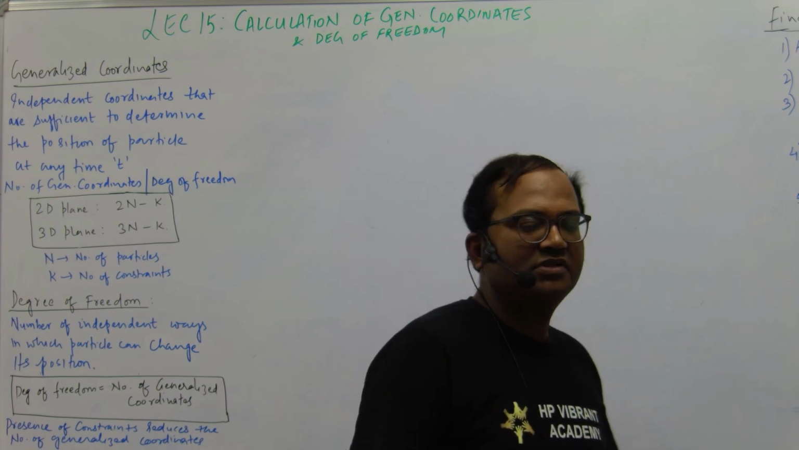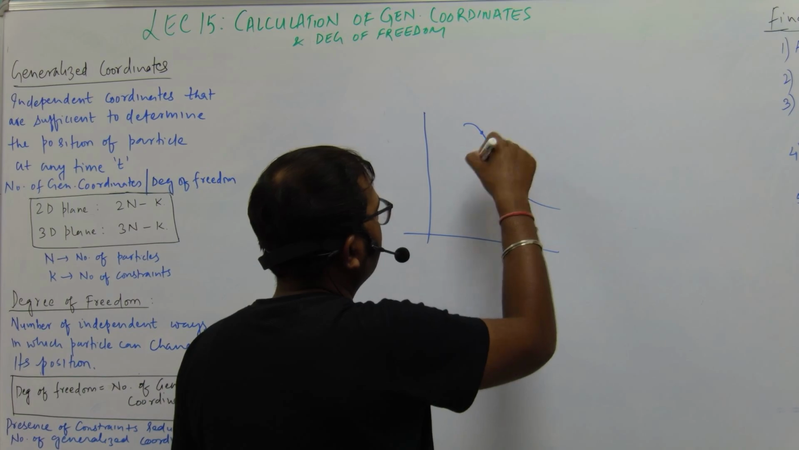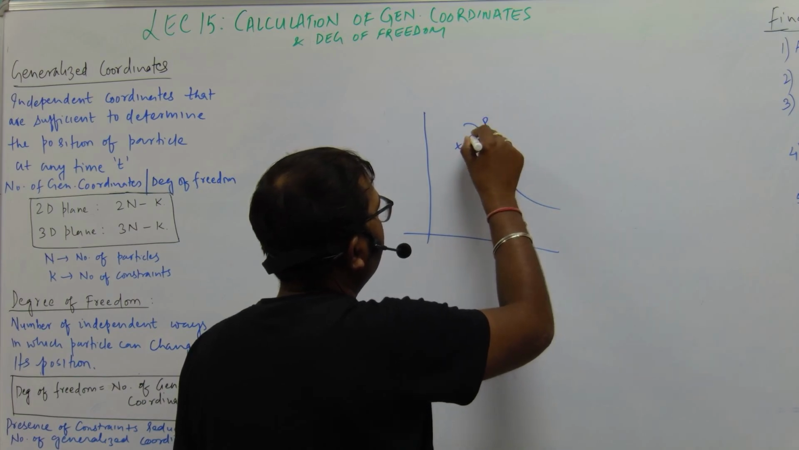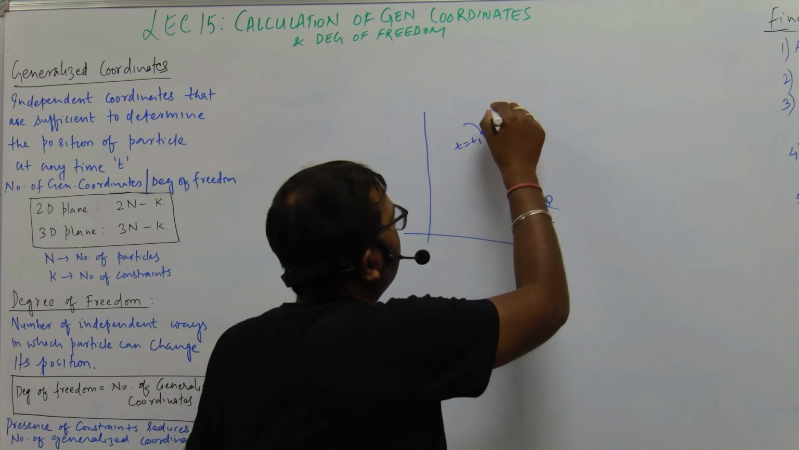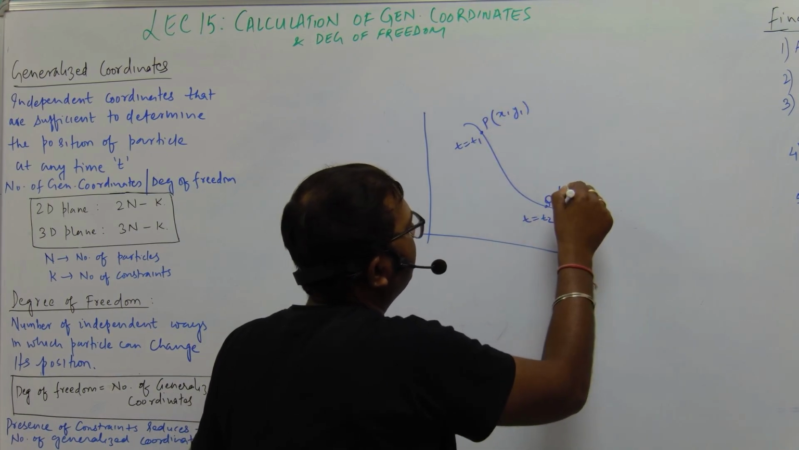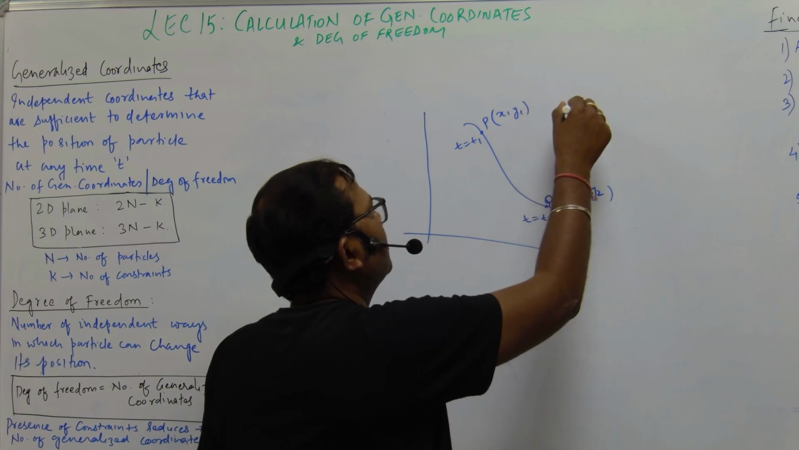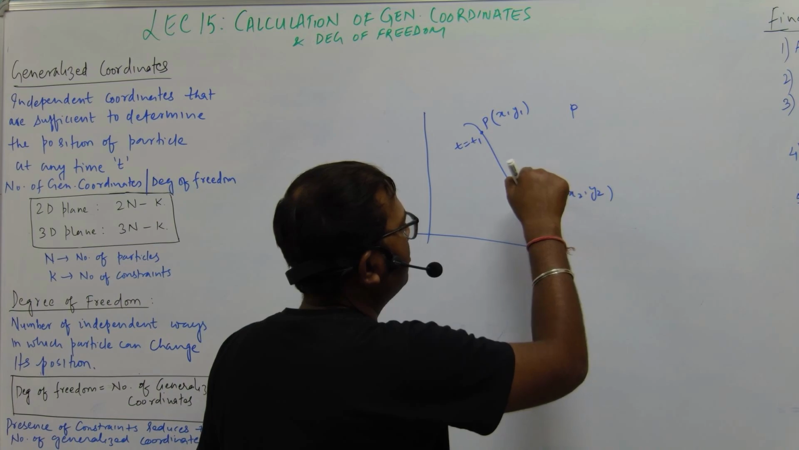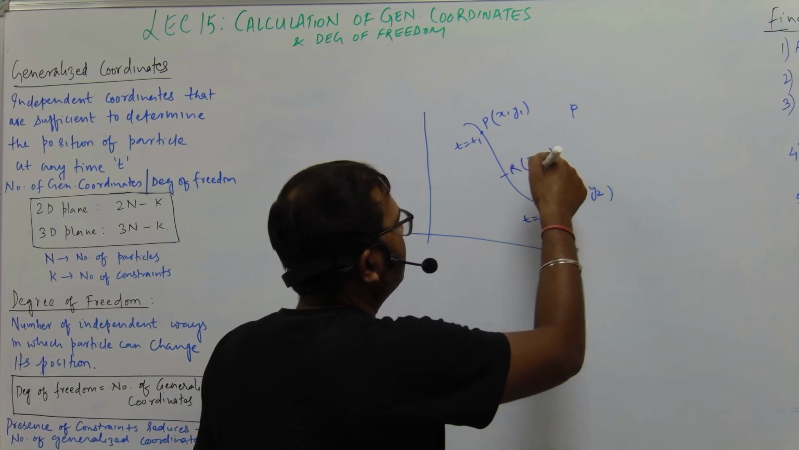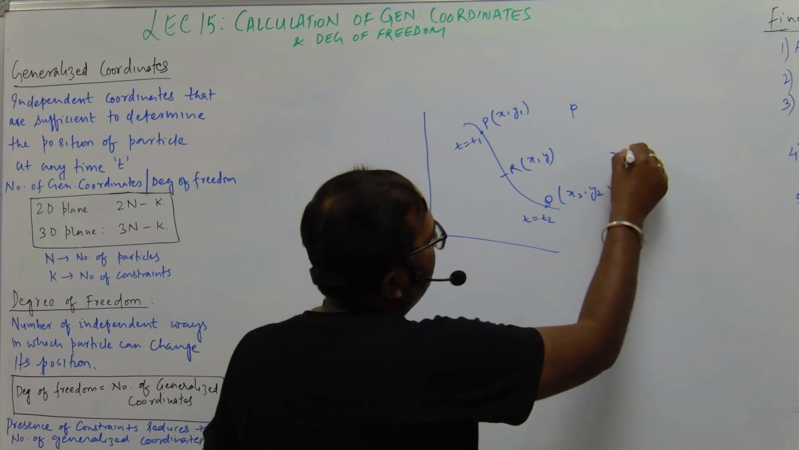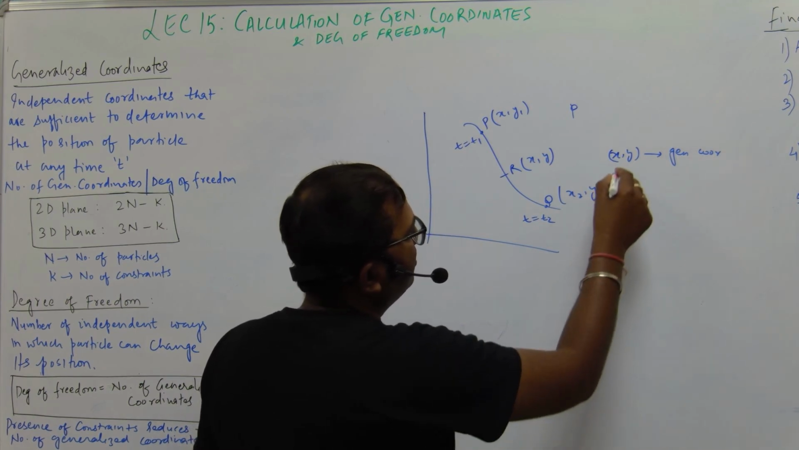So what we have seen in the previous lecture, let us suppose we have a curve like this. Let us suppose the position of particle is at point P at t equal to t1, and it is at point Q at t equal to t2. Let us suppose the coordinates of the particle at point P are x1, y1, and at point Q they are x2, y2. So x1 and y1 determine the position of the particle at point P, and x2 and y2 determine the position at point Q. At a random point R, let us suppose the coordinates are x and y. So x and y determine the position of the particle at point R. So x and y are our generalized coordinates, and we have the number of generalized coordinates as 2 here.